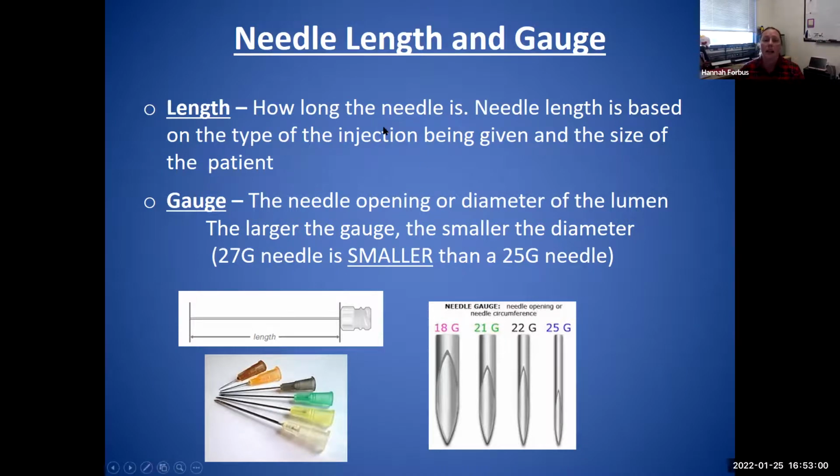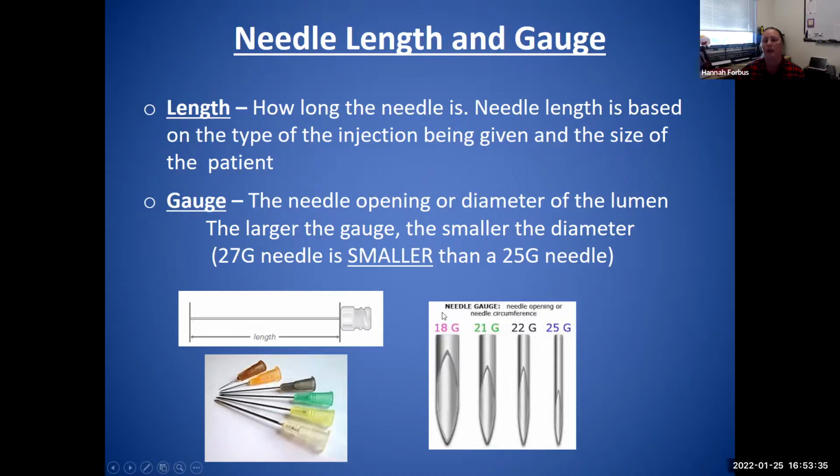And then the gauge, okay? The gauge is the needle opening or the diameter of the lumen, which is the opening. And this can be confusing because the larger the gauge, so the higher the number, actually means the smaller the diameter is. And the smaller the gauge, so the lower number, means that it's bigger, okay? So the 18 gauge right here is actually pretty darn big.